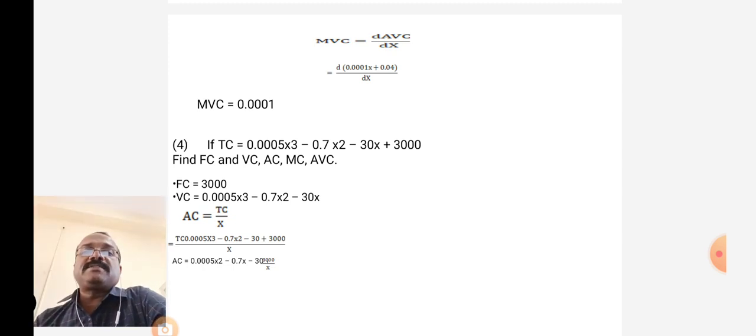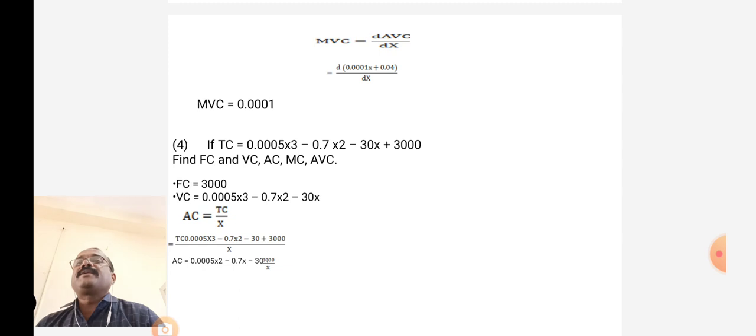If TC equals 0.0005x³ minus 0.7x² minus 30x plus 3000, then find out FC, that is fixed cost, and VC, variable cost, and then AC, average cost, marginal cost, and then AVC, that is average variable cost. So this is how we are going to incorporate what values are going to be there for what cost, that we have to calculate first.